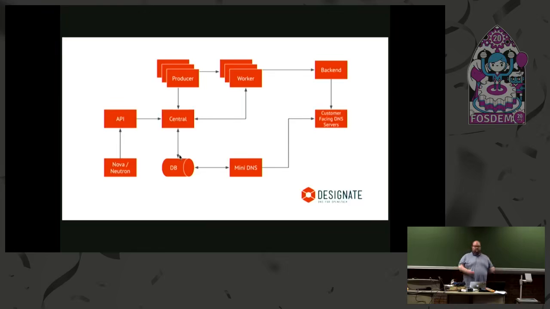And because we support so many different DNS servers, the backends are just pluggable pieces of Python that plug into the worker. So when it gets a zone create event for PowerDNS, it just sends an HTTP request to the PowerDNS API. Whereas with Bind, it'll use an RNDC call, or for Akamai, it's a different type of API call.